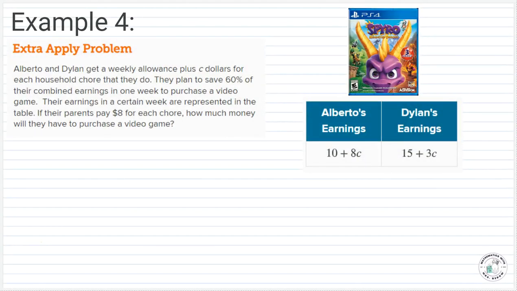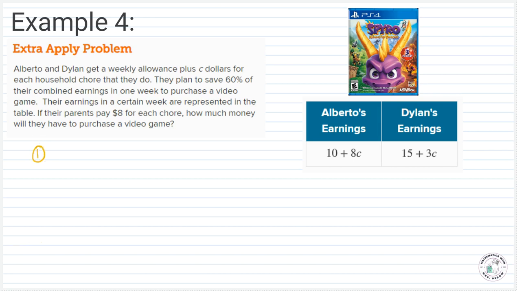So very similar idea on this last one. It says Alberto and Dylan get a weekly allowance plus $C for each household chore that they do. They plan to save 60% of their combined earnings in 1 week to purchase a video game. Their earnings in a certain week are represented in the table. If their parents pay $8 for each chore, how much money will they have to purchase a video game? So we have Alberto's earnings, Dylan's earnings, and they're going to team up so that they can purchase this video game. So we need to, very similar to the last one, step 1, again, add these two amounts together.